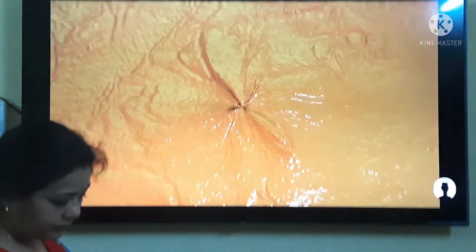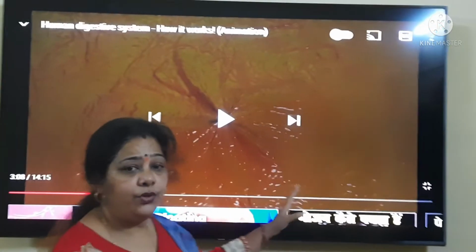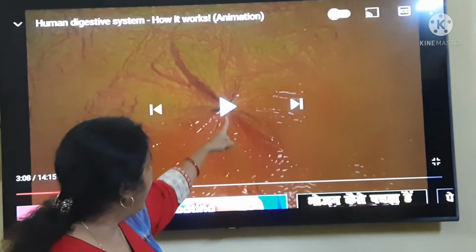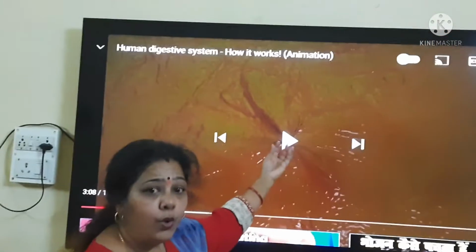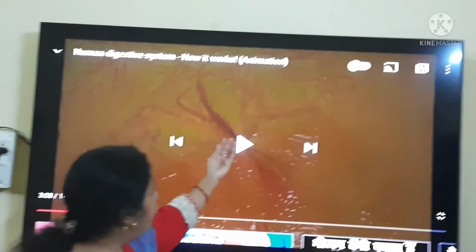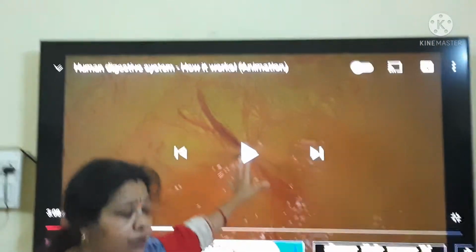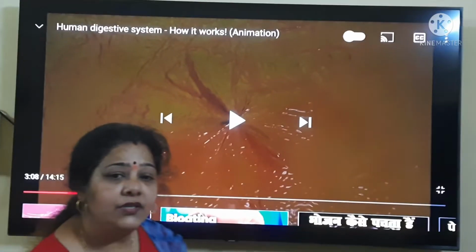Since the esophagus does not have a protective mucus layer, see, here I want to show you now. This is the inside of the stomach, and here where there is the arrow, from here you will see that the bolus is coming out. So this you will see right now. I have paused the video so that you observe it. This is the opening of the esophagus inside the stomach.